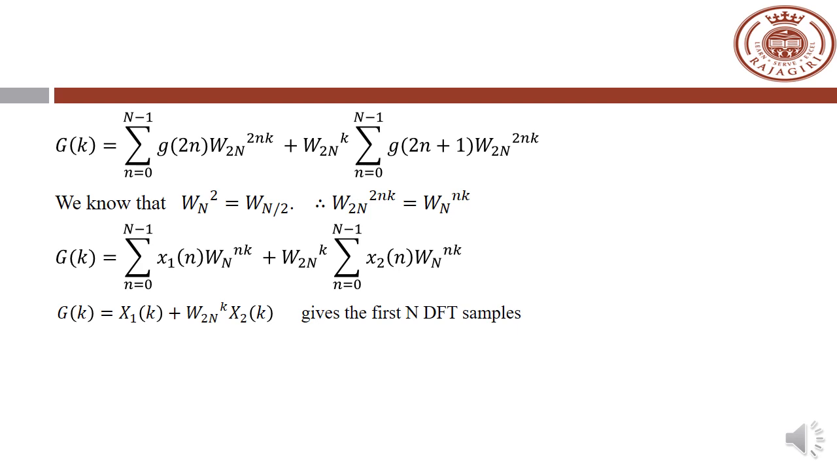In order to get the next N DFT samples of g of k, according to the DIT-FFT expression, we have g of k plus N is equal to X1 of k minus W_2N raised to k X2 of k. This is how from a single N-point DFT, which is X of k, we got X1 of k and X2 of k, and from these X1 of k and X2 of k, we have computed G of k, which is the 2N-point DFT.